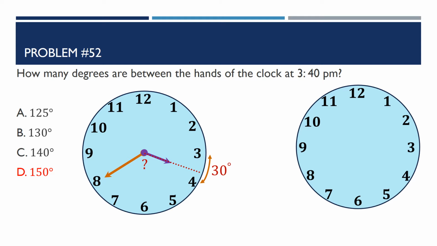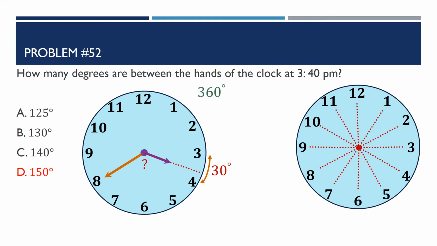The whole clock is actually divided into 12 parts, and we know that the whole turn is 360 degrees. We divide it into 12 parts, which is 30 degrees. That means each part has an angle of 30 degrees. So between 8 and 7 is 30 degrees, between 7 and 6 is 30 degrees, 6 and 5 is 30 degrees, 5 and 4 is 30 degrees, and we just need to look for this small part.